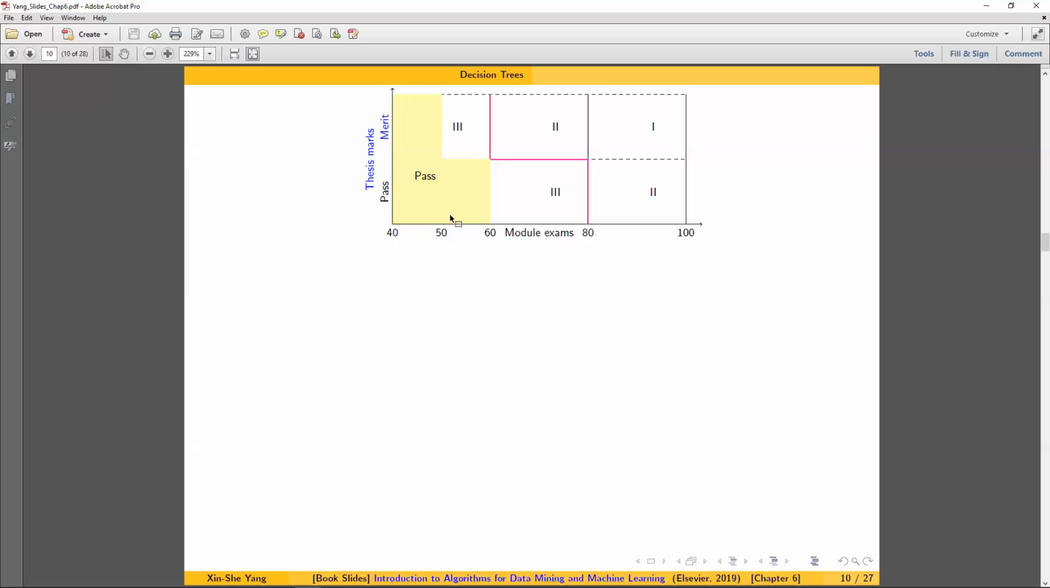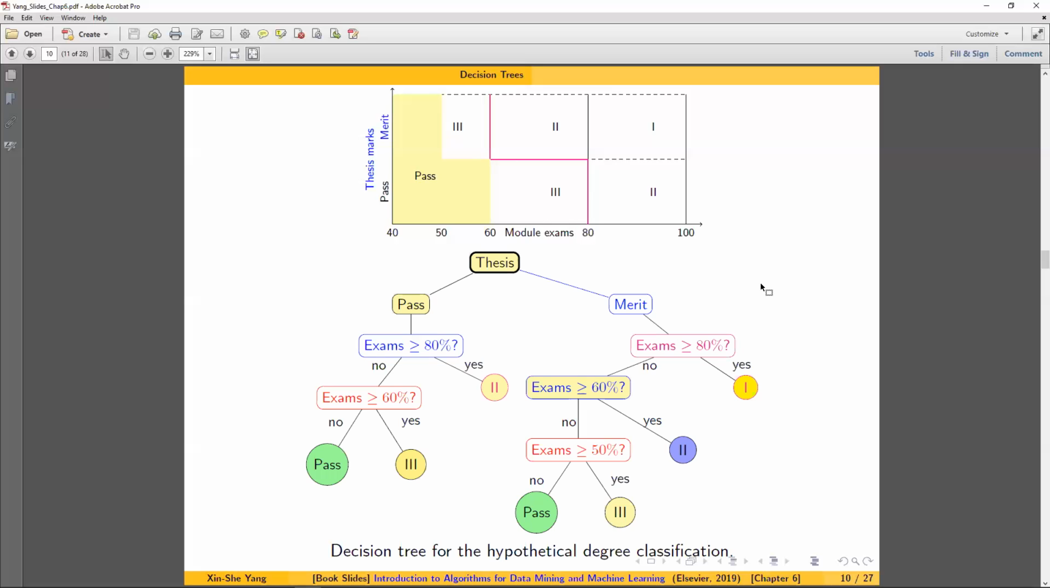Let's take a look at one more. If the student gets 40 to 60 as a module exam mark, and as a thesis he only got a pass, then overall he can only get a pass for the final grade. This can be represented by a decision tree.